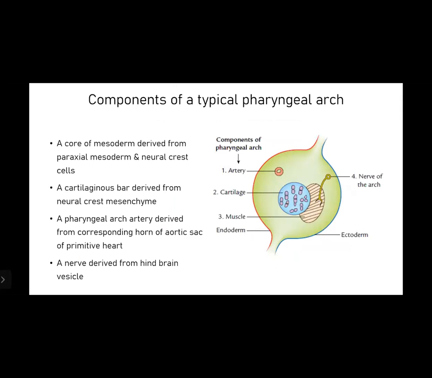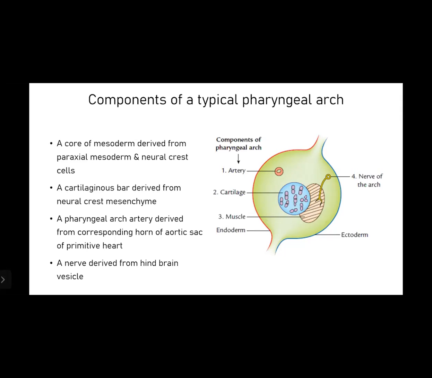Now, if you look at the components of a typical pharyngeal arch, there is a major core of mesoderm, the greenish structure, derived from the paraxial mesoderm. Do you remember the paraxial mesoderm, which is the tissue that lies just lateral to the neural tube? Of course, the neural crest cells also contribute to the core of mesoderm. Within this, you will have the cartilaginous bar, which is derived from the neural crest mesenchyme. This cartilaginous bar gives rise to various structures, which we will study as we progress further in the lecture.